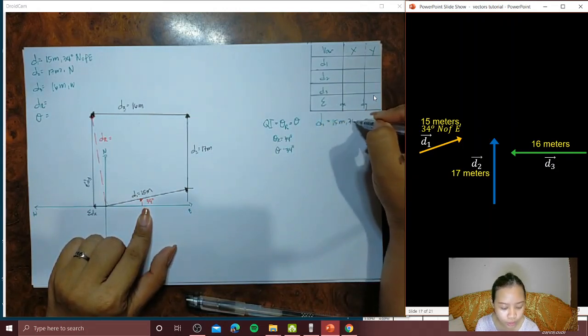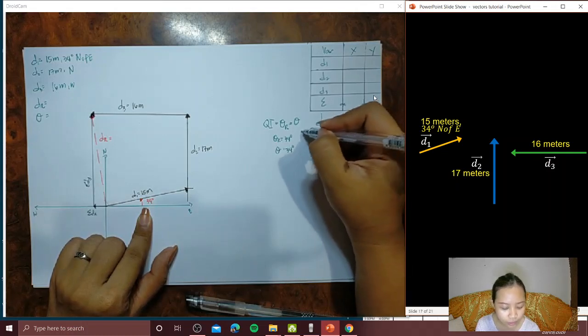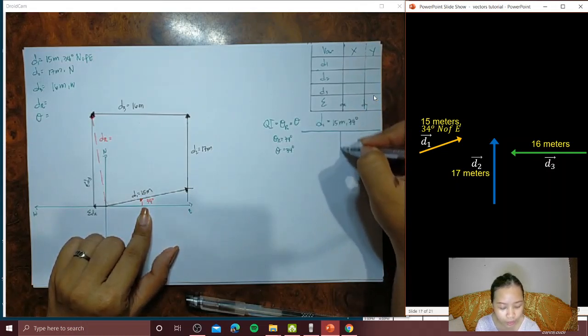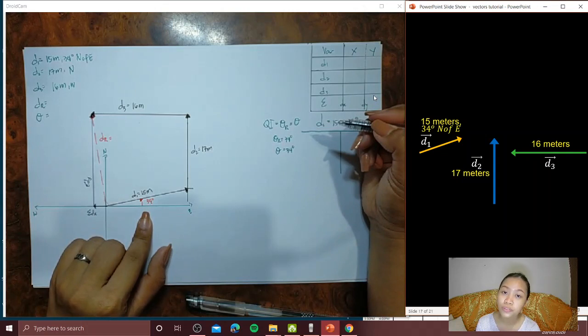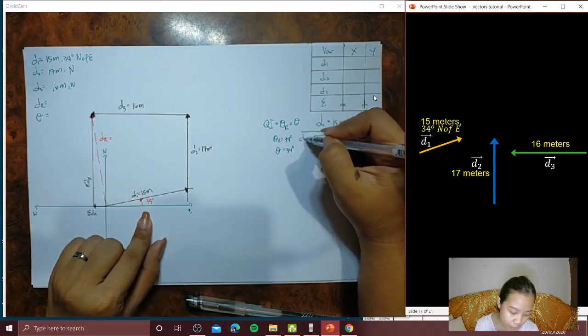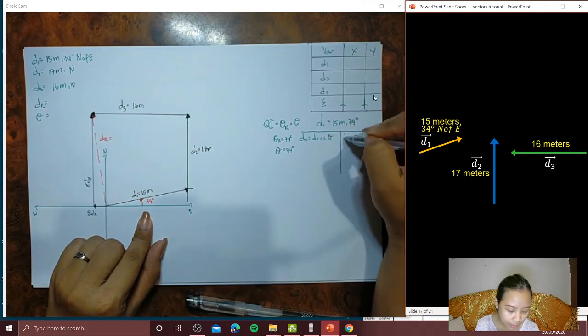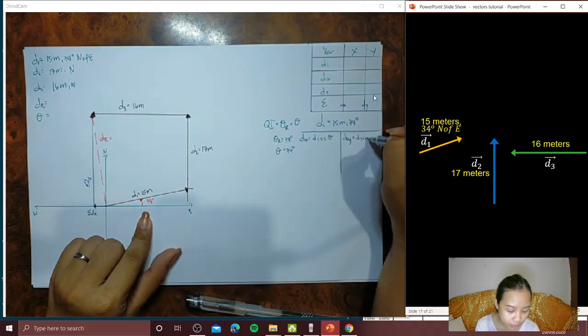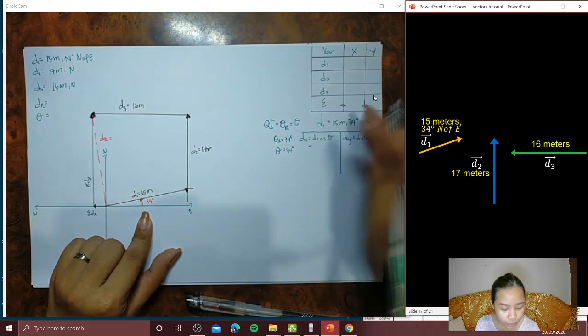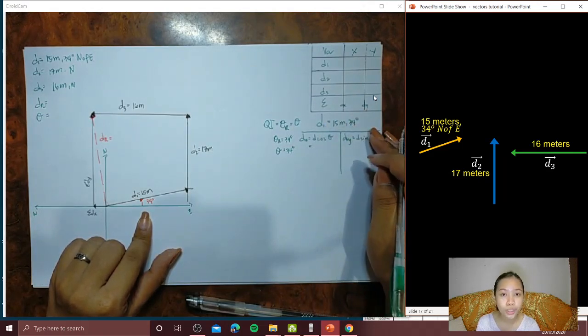So, the angle is 34 degrees, and after that, solve for your X and Y components. In solving for the X and Y, let us have D1X is equal to D cosine theta, and D1Y is equal to D sine theta. Now that you have the values, all you need to do is simply substitute them into the equation.